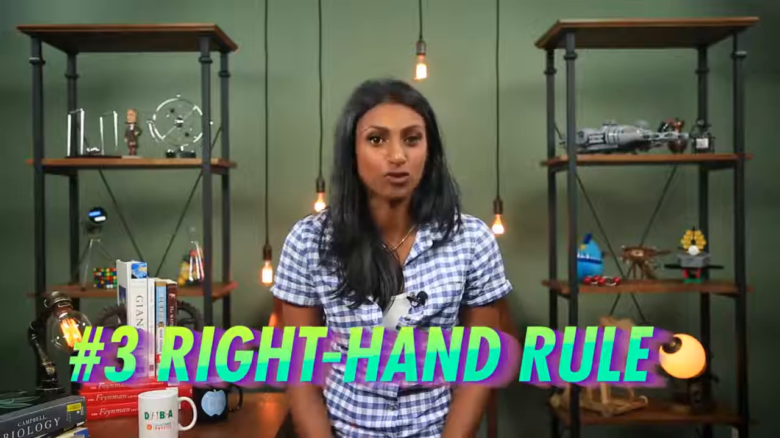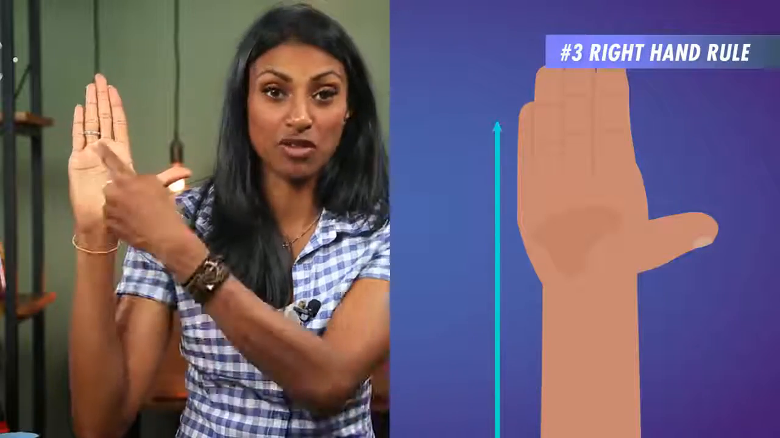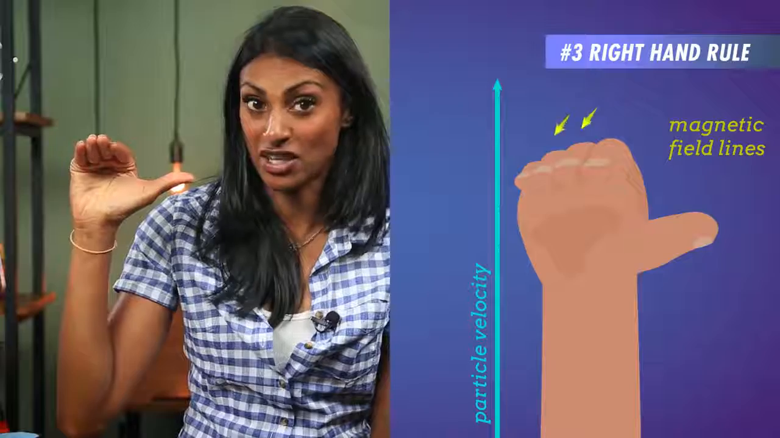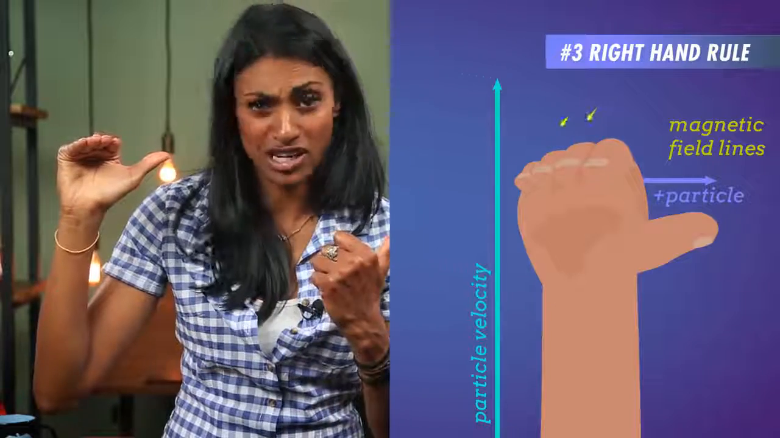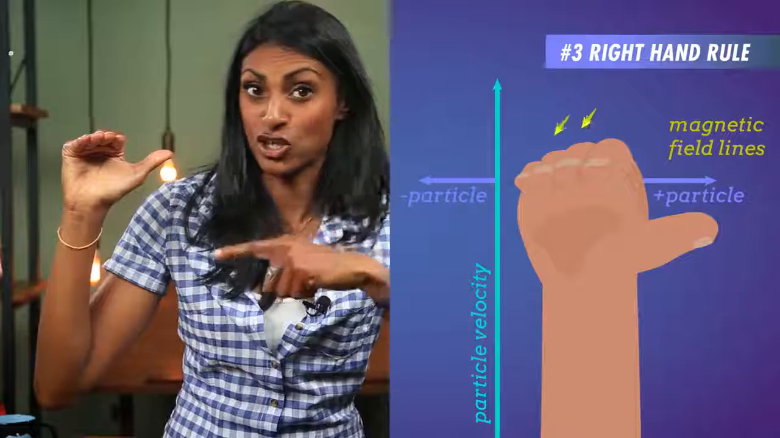Finding the direction of this force is where the third right-hand rule comes in. So get your right hand out again, straighten your fingers with your thumbs stretched outward, then point your arm in the direction of the particle's velocity. Then bend your fingers to make them point in the direction of the magnetic field lines. This is where things get a little tricky. If the charged particle is positive, your thumb is pointing in the direction of the force. But if it's negative, the force is pointing in the direction opposite your thumb.